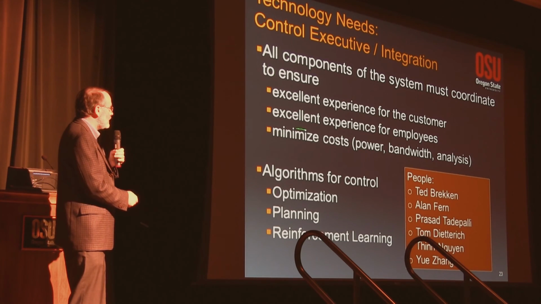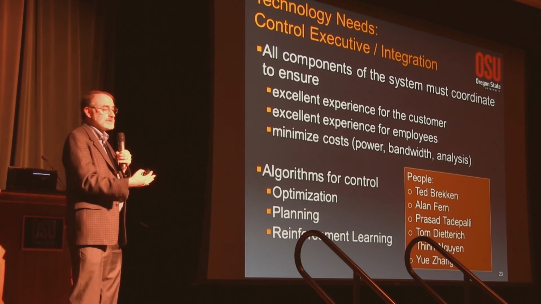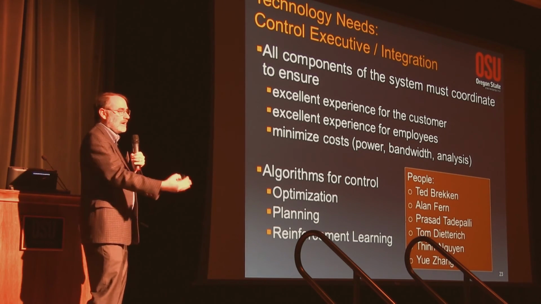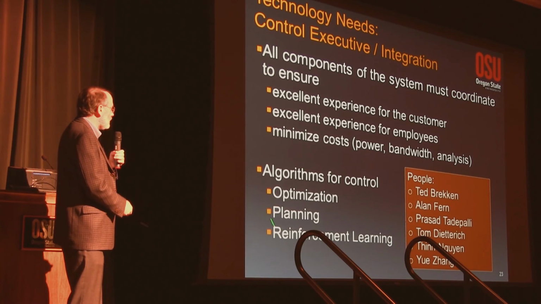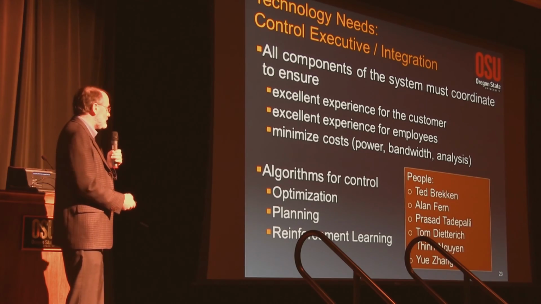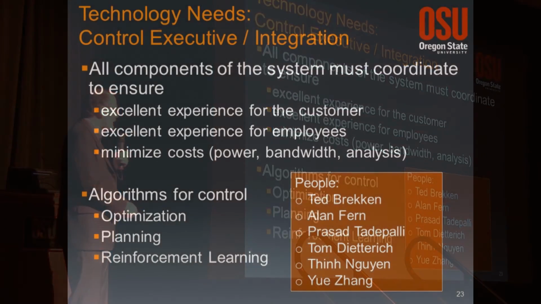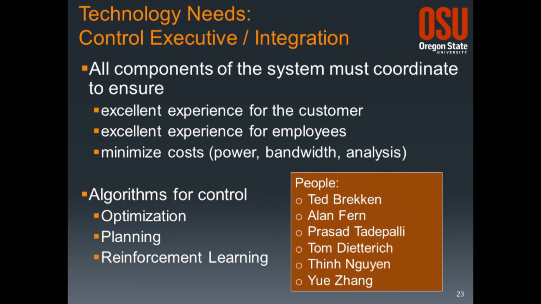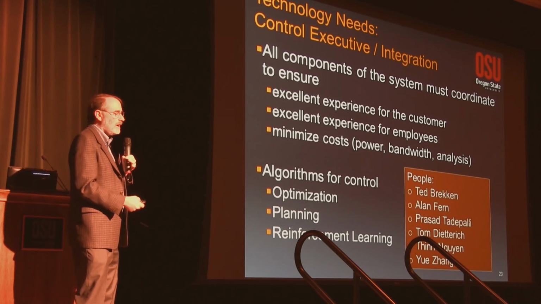And at the same time, of course, we have many other optimization objectives: power, bandwidth, the cost of doing the data analysis itself, profit and loss, and so on. So there are quite a lot of people in EECS that work on optimization and planning, and even reinforcement learning, which is a form of machine learning in which you're not shown the right answer, you just get a penalty or a profit signal.